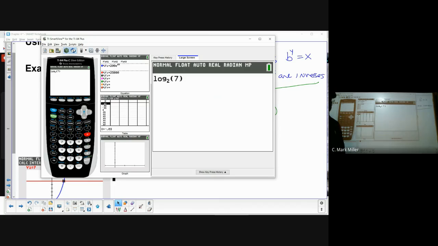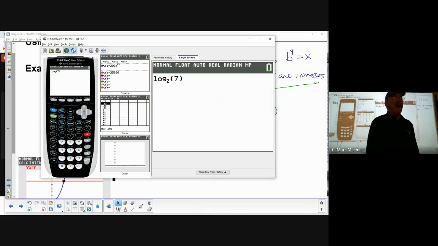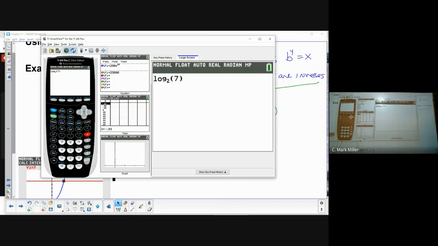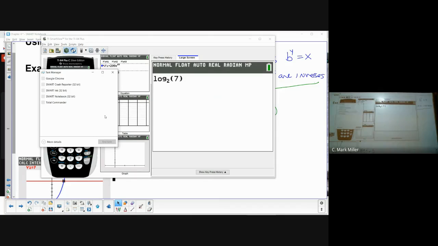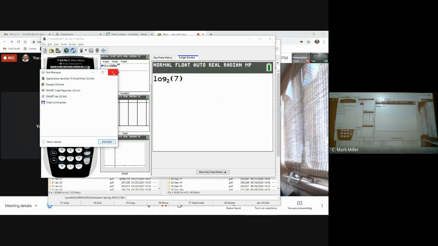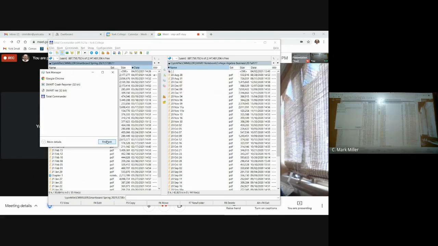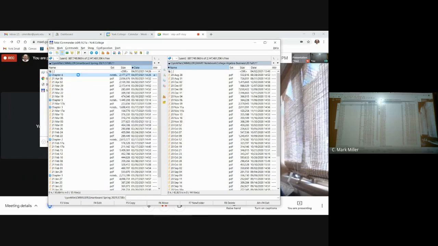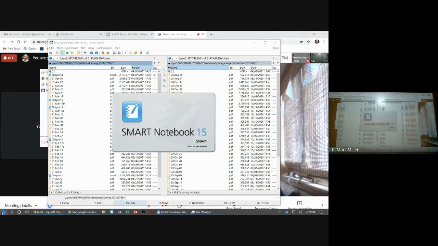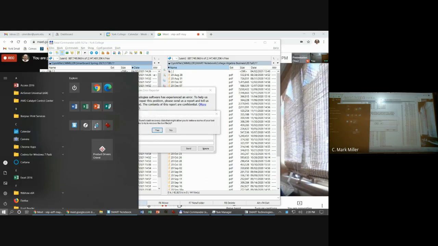The calculator froze. I'm having all the luck. We're supposed to redo this. Oh, I closed the wrong thing. All right. Let's go over here, open the calculator again.